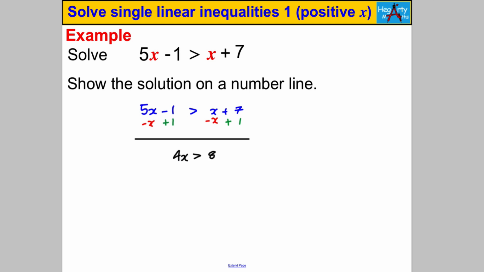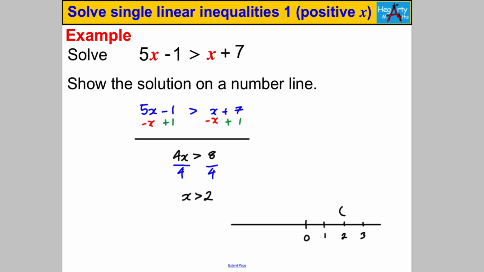And then we're going to divide both sides by 4, and we're therefore going to get x strictly bigger than 2. Showing that on a number line, you're allowed to just do a little sketch here. Let's mark off the point 0, let's say. Let's mark off the point 1. Let's mark off the point 2. Why not do 3 just to give an indication?